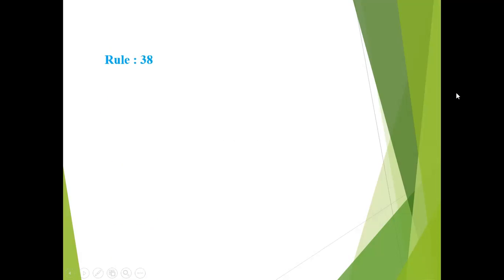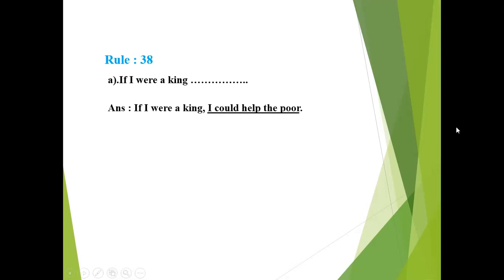Now rule 38. If I were a king, dash. If there is the following structure in an incomplete sentence, I mean if plus subject plus were, then the principal clause will be subject plus might or could or would plus verb. So the answer will be, if I were a king, I could help the poor.